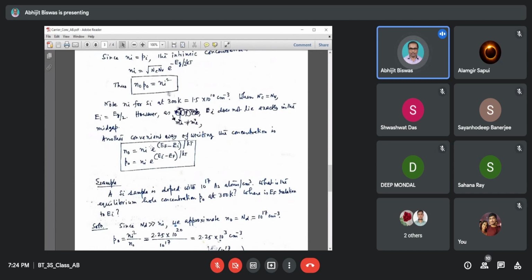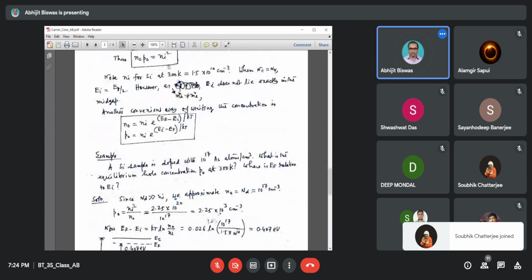That Ei is usually in the middle position, but it is not exactly in the midgap of the forbidden gap, because of the difference in the effective mass of electrons and holes. This is the main reason why Ei, the intrinsic Fermi level, is not at the exact middle position of the band gap.